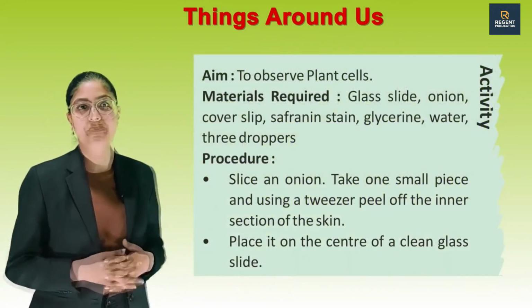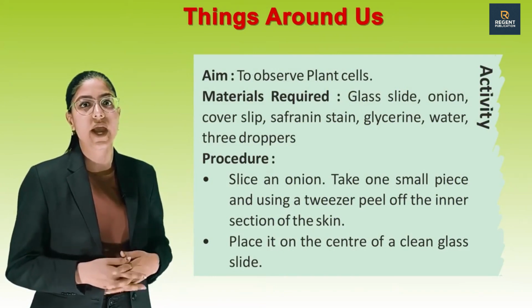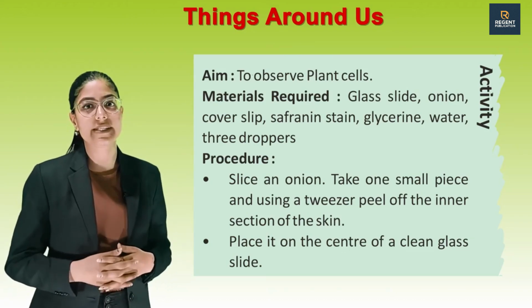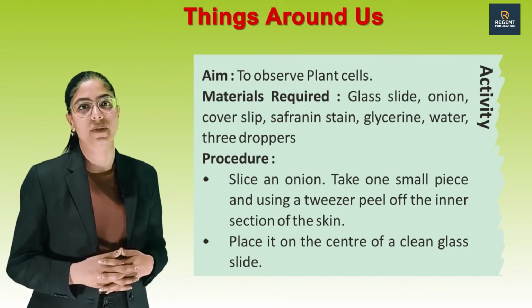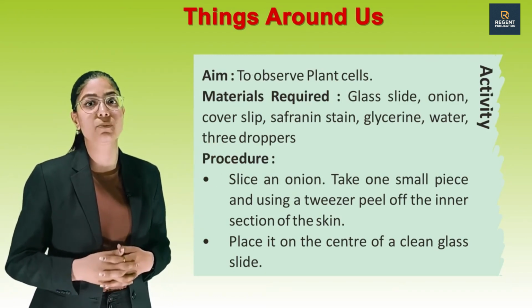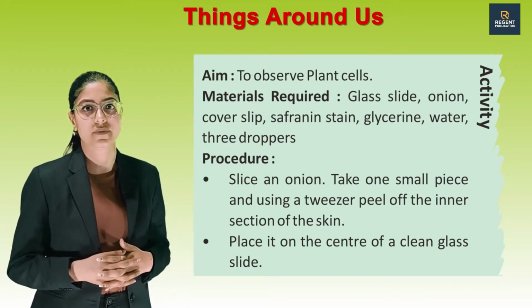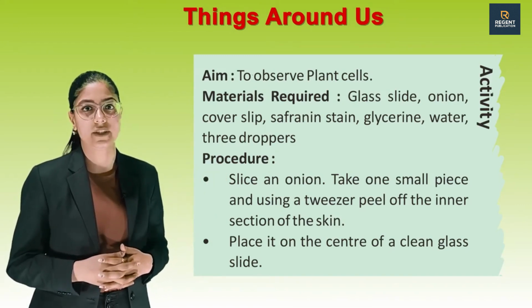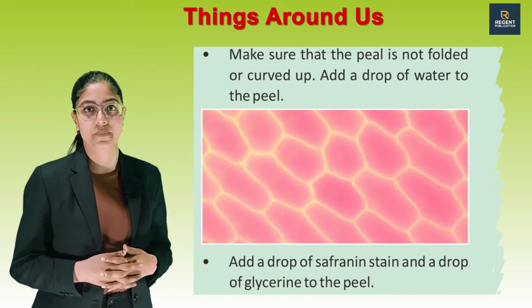Let's see an activity. Aim: to observe plant cells. Material required: glass slide, onion, cover slip, saffron stain, glycerin, water, 3 droppers. Procedure: slice an onion. Take one small piece using a tweezer and peel off the inner section of the skin. Place it on the center of a clean glass slide. Make sure that the peel is not folded or curved up.